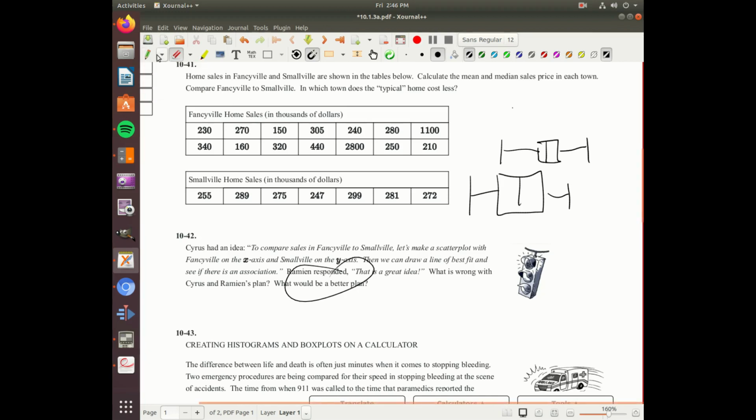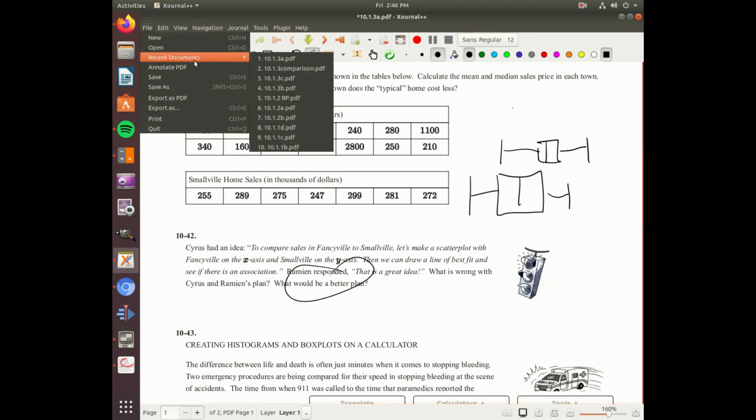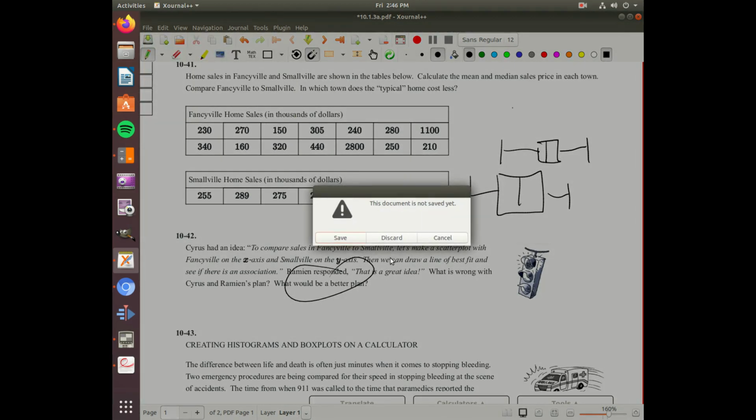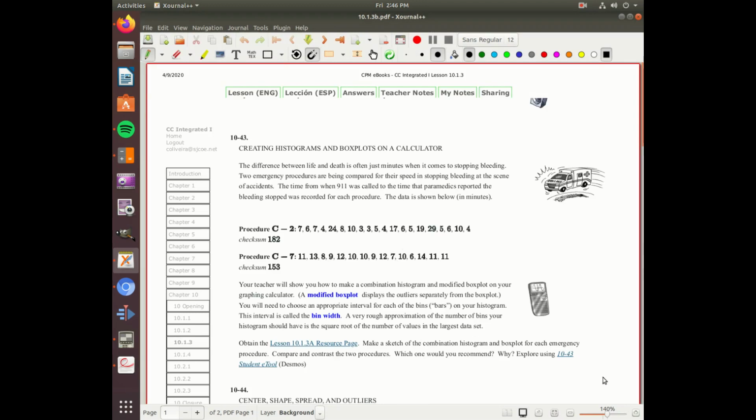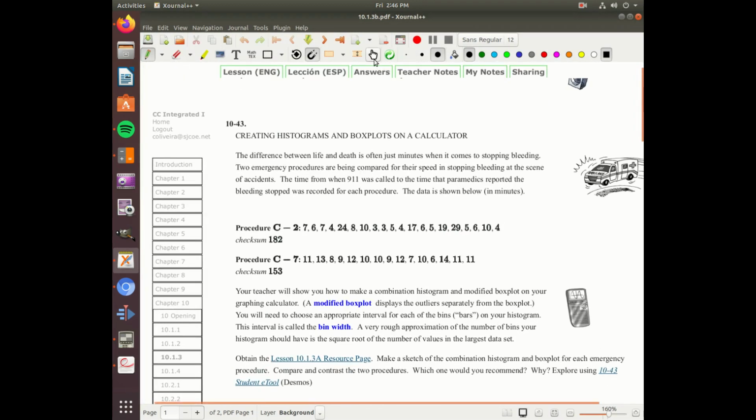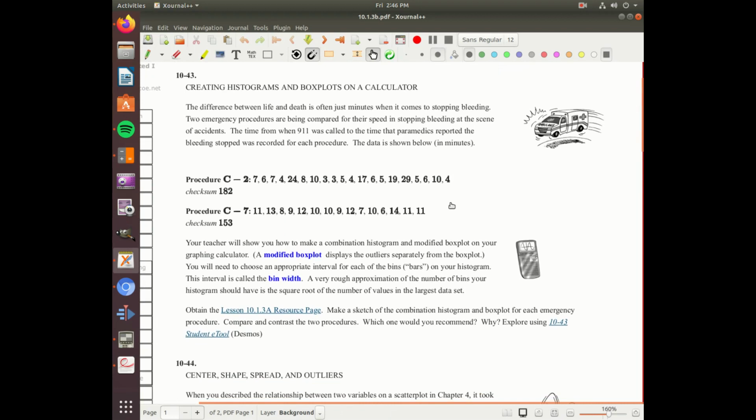Alrighty, so at that, we will try and go to the next problems, and we are on 43. Again, a lot going on with this chapter. I hope you watch this video or other people's videos of this and have an idea of what all this information is, because there's a lot going on today. So creating histograms and box plots on a calculator. I'm going to show you how to do this on a TI-84, and again on Desmos.